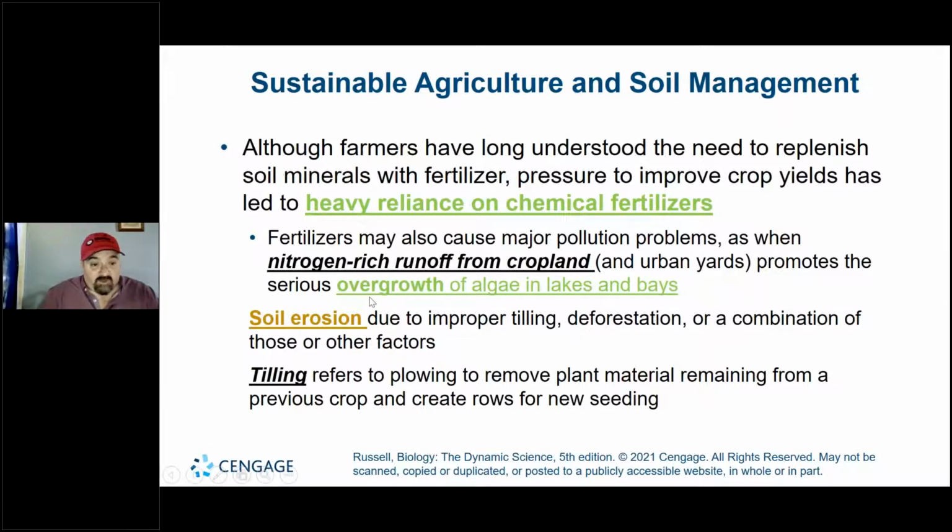You'll see here as far as soil erosion due to improper tilling, deforestation, and a combination of those factors. Tilling refers to plowing to remove plant material remaining from a previous crop and to create rows for new seeding and such, right? So just a basic understanding of what that means. And also know the care of the topsoil and erosion and movement of soils from one area to another if they're not properly protected.